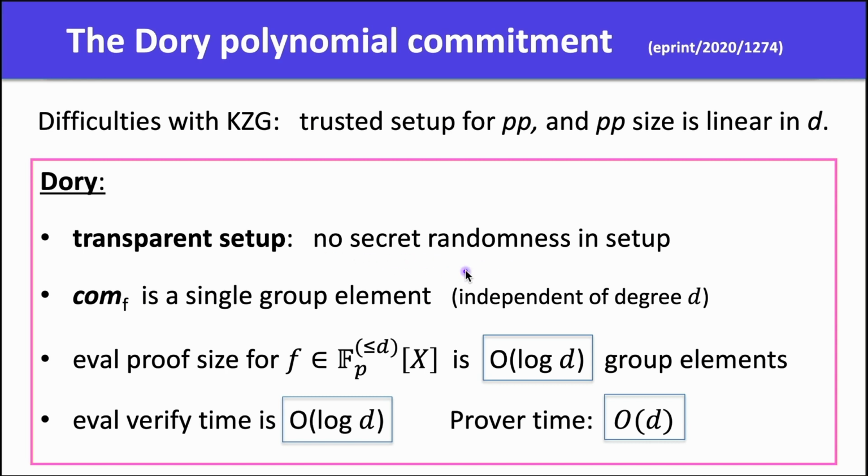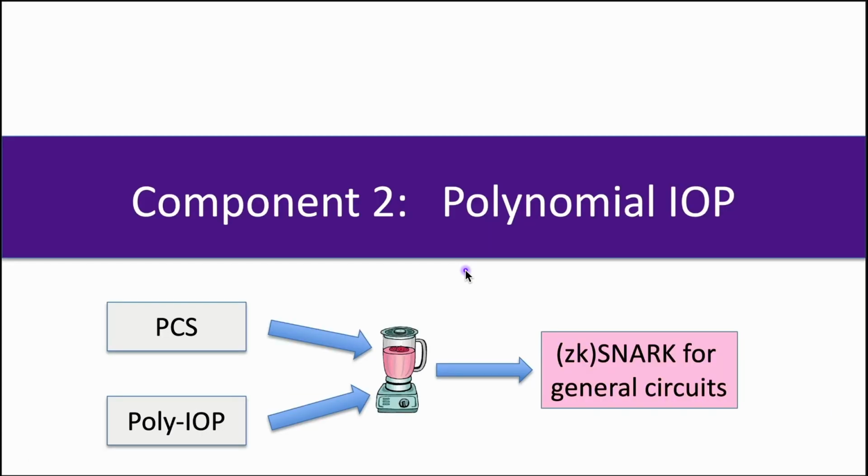Okay, so that's all I wanted to say about polynomial commitments. And now we can switch gears and talk about the second component that's needed to build a SNARK. Remember, we have our polynomial commitments. We're going to combine that using what we call a polynomial interactive oracle proof, or a polynomial IOP. And these two things together will give us a SNARK for general circuits. So let's define what is a polynomial interactive oracle proof.